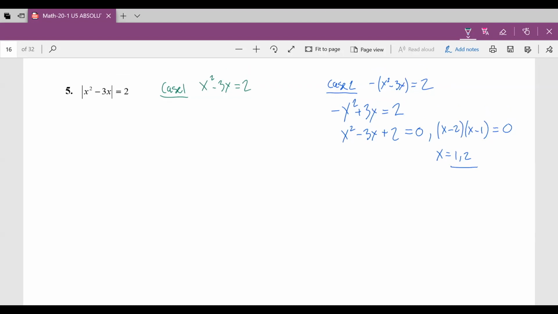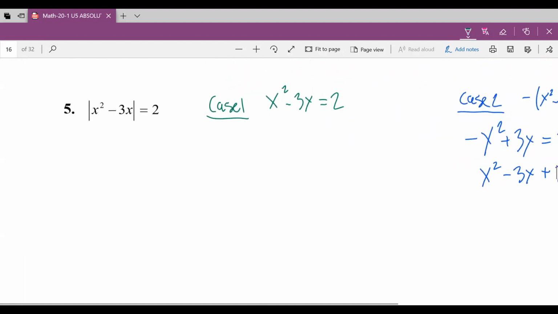Let's look at case 1. I've changed my pen color, and let's see what we get out of this here. x squared minus 3x equals 2. I'm going to shift things around a little bit, and I get x squared minus 3x minus 2 equals 0. And I look at that and ask myself, is that factorable into integral factors? And you know what? I'm not even sure that that's factorable, right?